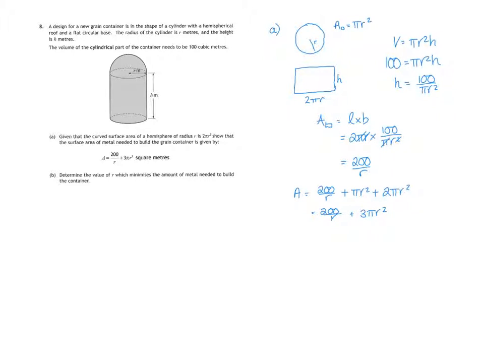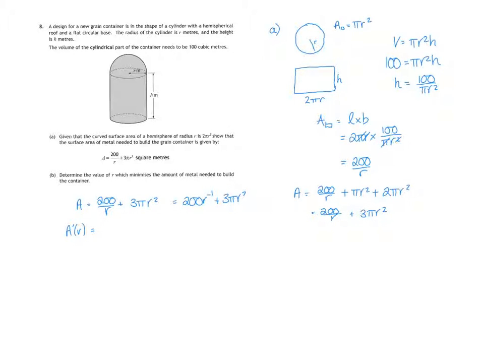So for part B, we've been asked to determine the value of r which minimizes the amount of metal needed to build a container. So the first thing we need to do is take our A, which is 200 over r plus 3 pi r squared. We need to differentiate that with respect to r. Before we can do that, we need to rearrange this a bit. So we're going to get 200 r to the minus 1 plus 3 pi r squared.